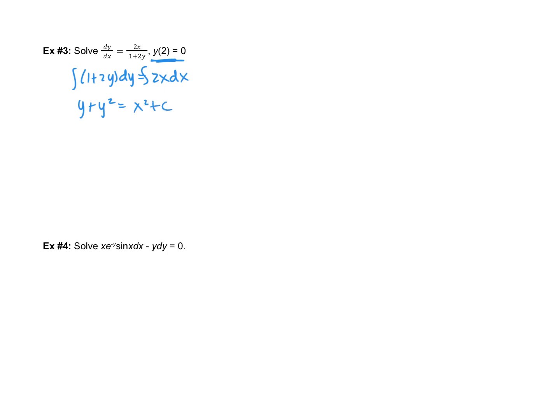Okay, so at this point we have a few different options. We can solve for c. We can solve for y. What I'm going to do is I'm going to start by solving for c. So I end up with 2 squared + c is equal to 0. So my c then is -4. My equation becomes y squared + y is equal to x squared - 4.